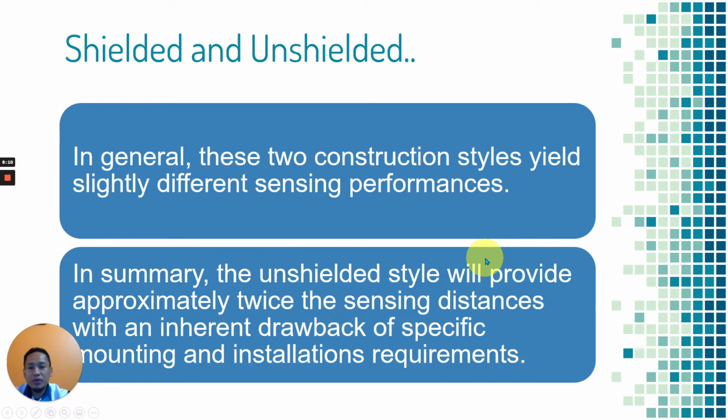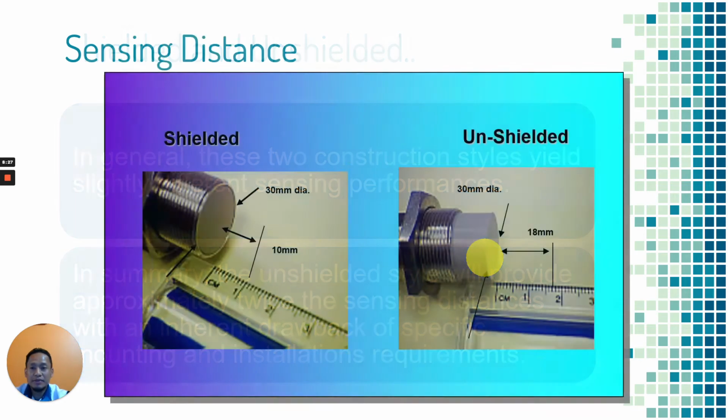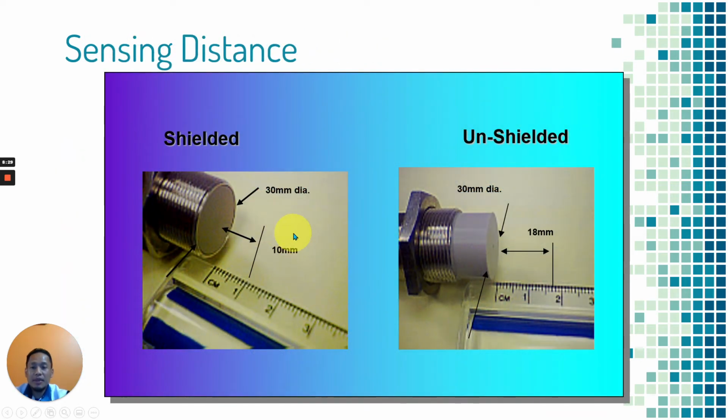In general, these two construction styles yield slightly different sensing performance. In summary, the unshielded style will provide approximately twice the sensing distance, with an inherent drawback of specific mounting and installation requirements. For example, this is shielded and unshielded.